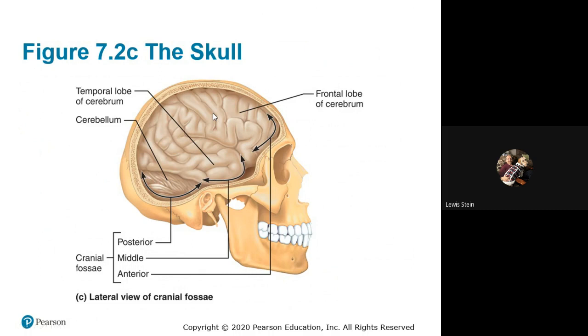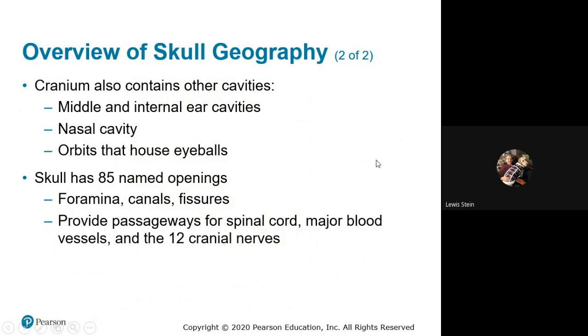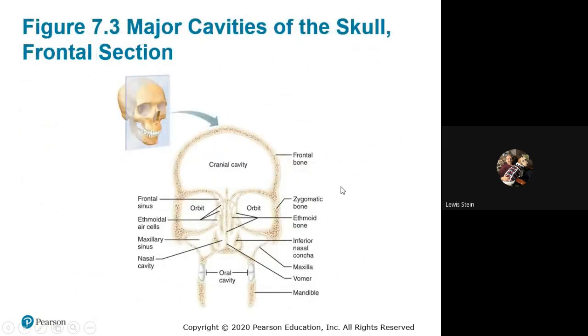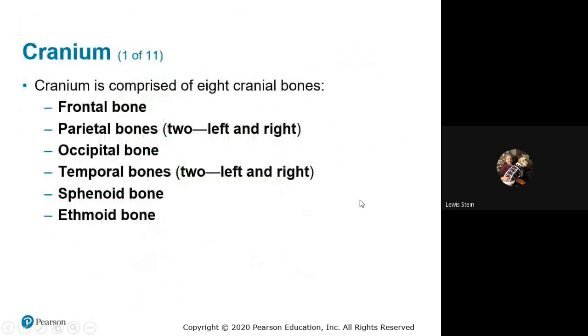They're called sulci and gyri. Sulci are indentations. Gyri are sort of outpouchings. And then the openings and lots of names, and we'll get to quite a few of them. So this gives you an idea of the cavities that are there and the location of some of the bones. So here's what I wrote out for you, and we'll start here.